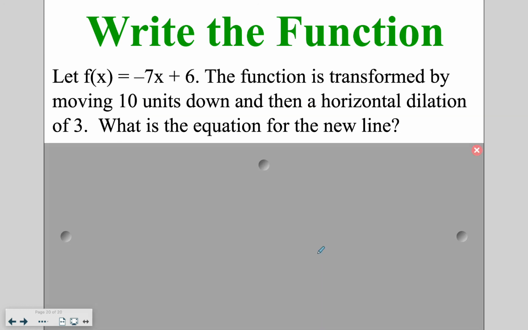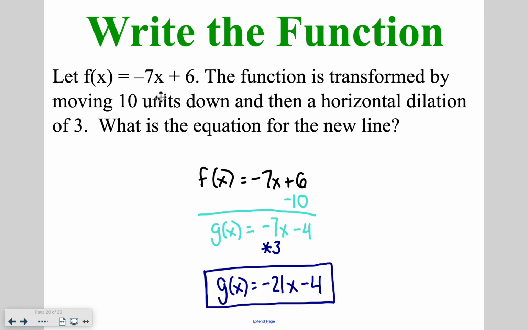Go ahead and write this new function on your own. So we've got down 10 units first, so I'm going to subtract 10 off the end, which gets me to negative 7x minus 4. And then the horizontal dilation means I am only multiplying my slope. So I have g of x is equal to negative 21x minus 4.